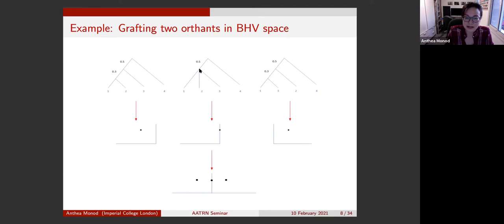Then notice here that this is the collapsed internal edge between leaf 2 and 3. So this has an internal edge of 0, and this tree is only represented by one internal edge. So it's a point on the boundary. We can graft the orthant corresponding to this tree topology and this tree topology together, which coincide with this tree topology here, where you only have one internal edge length and the 2, 3 internal edge is collapsed. So this is how you glue orthants together in BHV space.